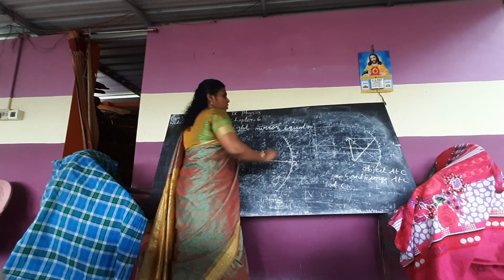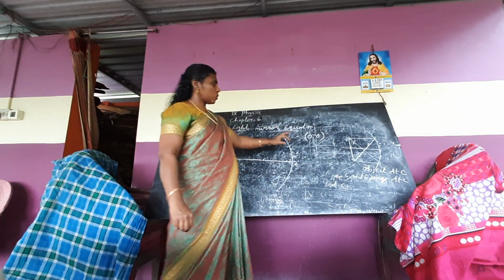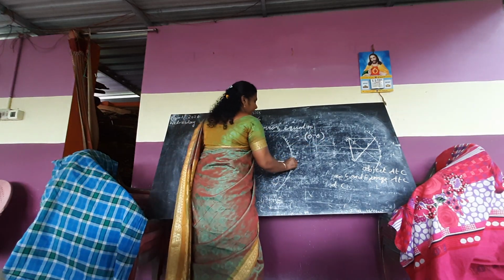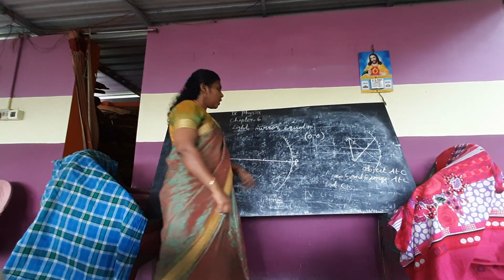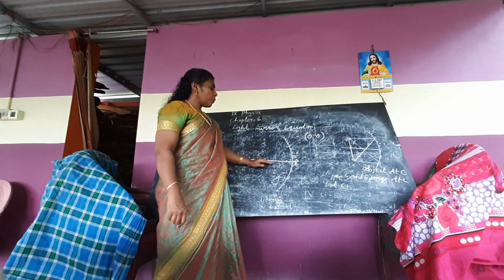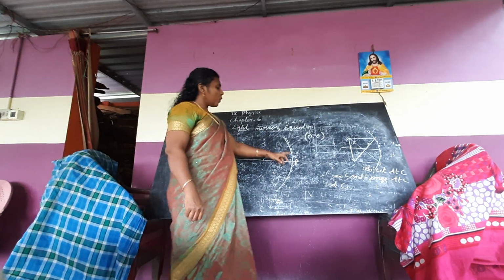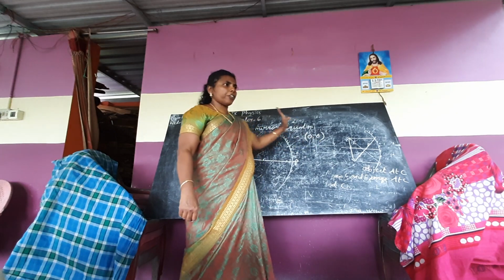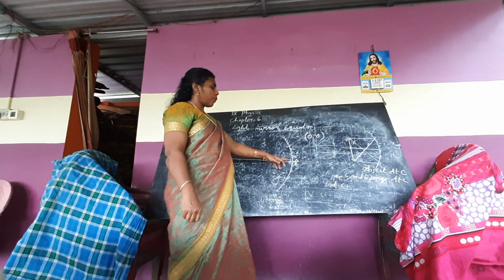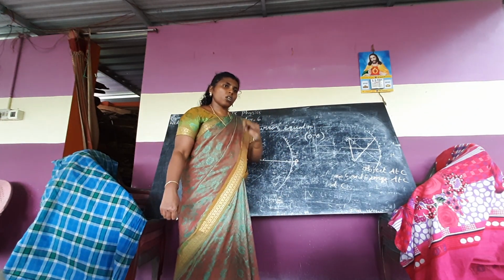Origin is what? 0, 0. In mathematics you have learned the origin: x is 0, y is 0. So what is that origin? The pole. We can take the pole as the origin. This is the principal axis, so the principal axis is taken as the x-axis and the pole is taken as the origin. Origin means 0, 0: x is 0 and y is 0.